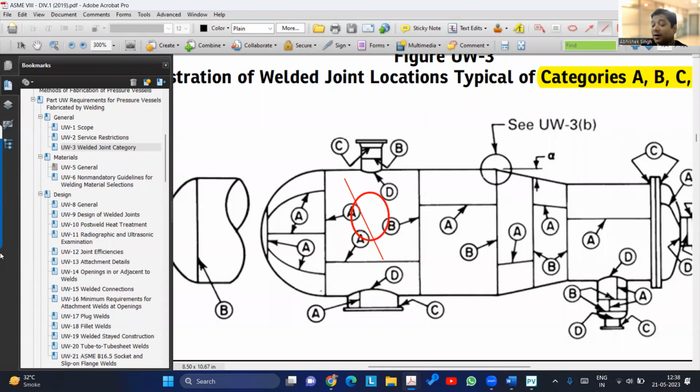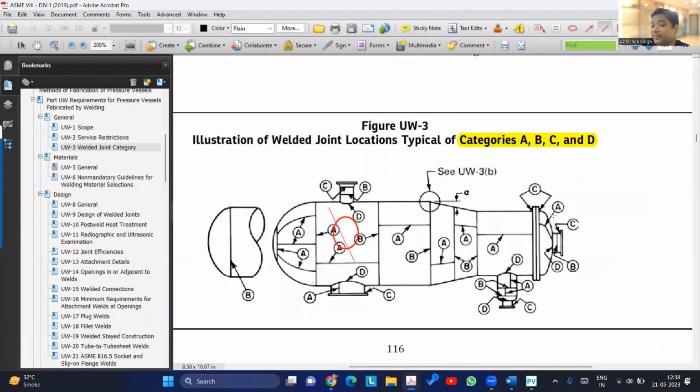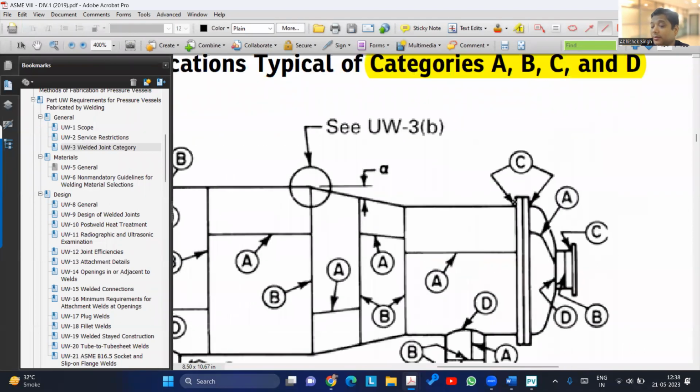Correct. See, definitely it's not exactly the same. We'll have to study why that PTC requirement is different for these two. But behavior wise, even I feel that C will be more critical because the discontinuity is much more in C.